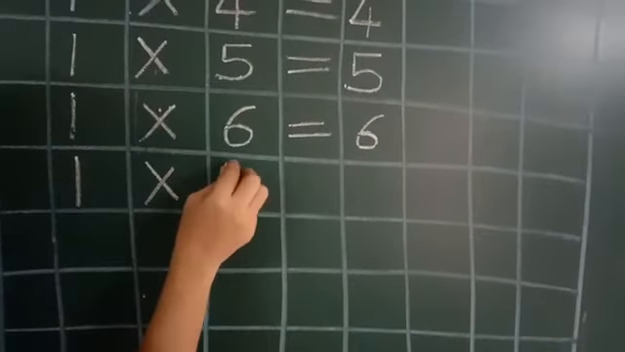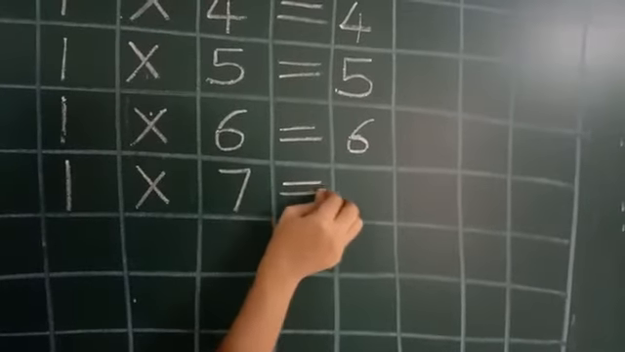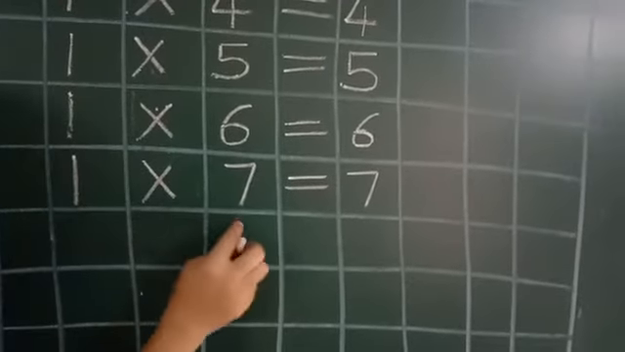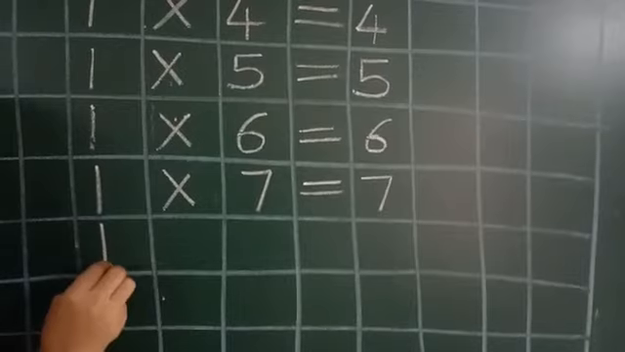Multiply 7 is equal to 7. 1 seven is 7. Next 1.